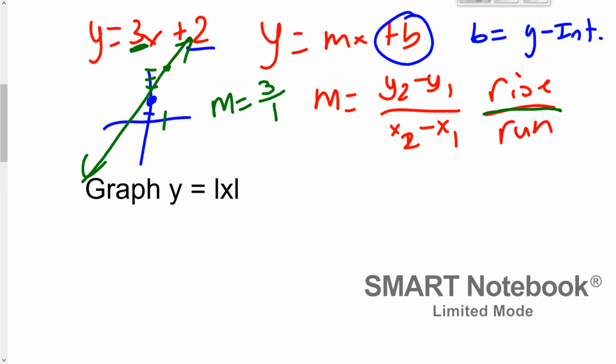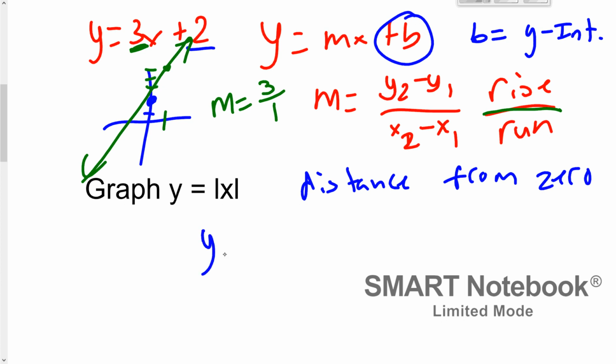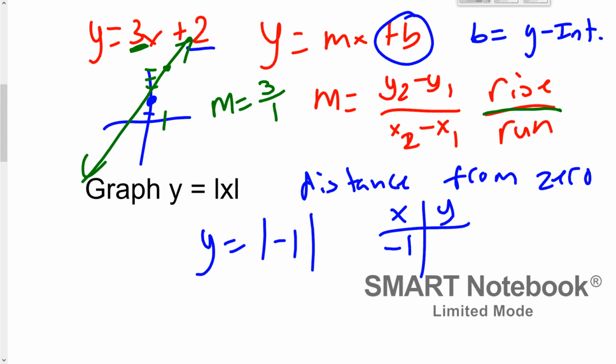Okay, absolute value, y equals the absolute value of x. Absolute value is distance from 0. So we got our distance from 0. So when we plug in x in here, y equals absolute value of, say, -1. Again, I can make a table, right? Basically, that's what I'm doing right now. So I'm plugging in -1, and this is asking, how far is -1 away from 0? So if I was on a number line, here's 0. How far is -1 away from 0? It's 1, so y equals 1.